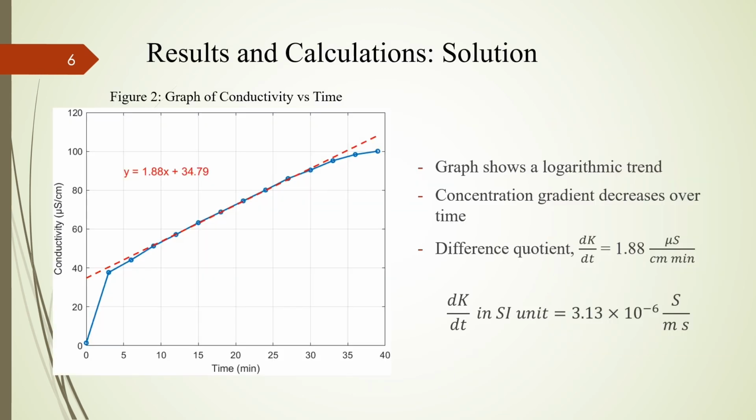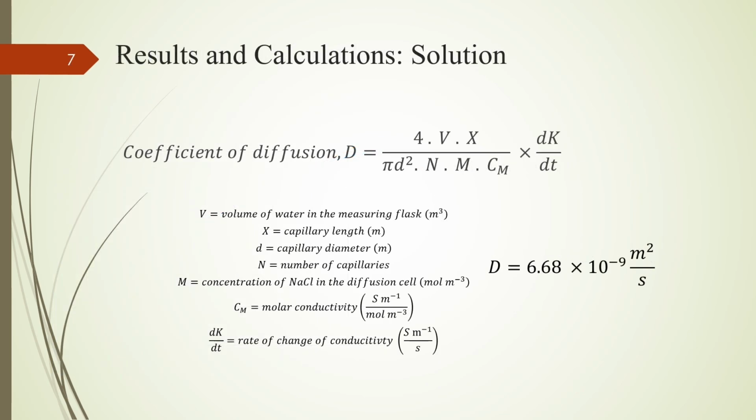The graph of conductivity versus time was plotted based on the data obtained. The graph shows a logarithmic trend as concentration gradient decreases over time. The difference quotient obtained from the linear area of the curve was 1.88 microsiemens per cm per minute. The coefficient of diffusion was then calculated using the equation with all the values converted to SI unit. The coefficient of diffusion obtained was 6.68 times 10 to the power of -9 meters squared per second.